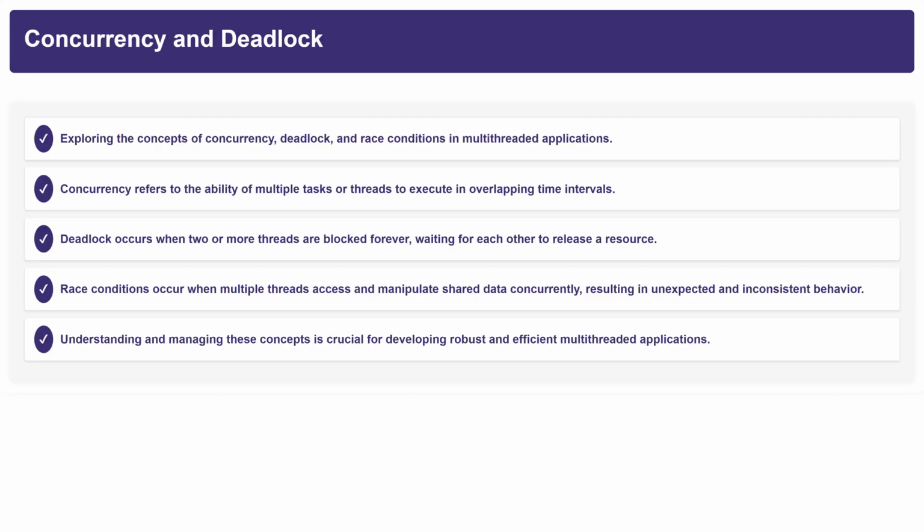In this slide, we will explore the concepts of concurrency, deadlock, and race conditions in multi-threaded applications. Concurrency refers to the ability of multiple tasks or threads to execute in overlapping time intervals. Deadlock occurs when two or more threads are blocked forever, waiting for each other to release a resource. Race conditions occur when multiple threads access and manipulate shared data concurrently, resulting in unexpected and inconsistent behavior. Understanding and managing these concepts is crucial for developing robust and efficient multi-threaded applications.